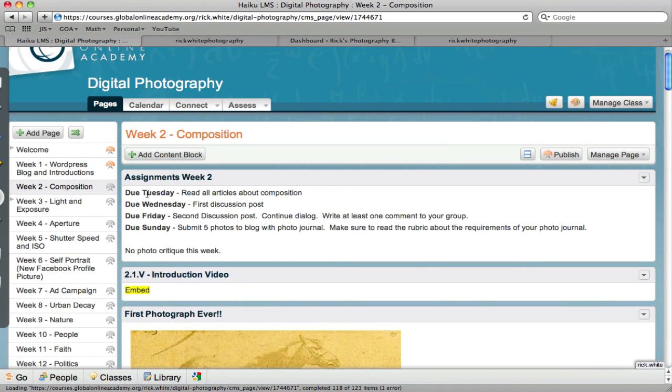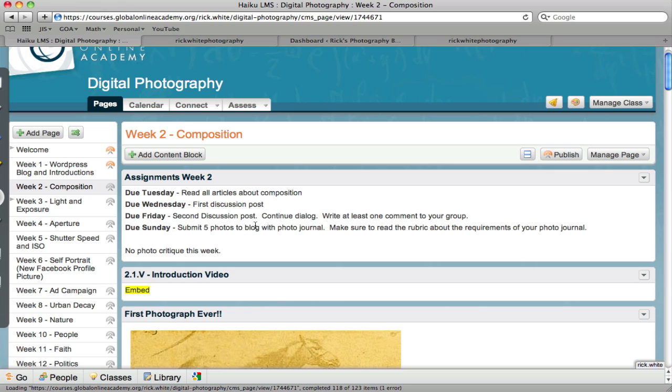This is composition week. So the assignments due for the week are you're going to read all these articles that I have down here. Your first discussion post will be due on Wednesday, and then you should have a follow-up comment or at least continue the discussion, and I'm hoping to maybe close the discussion by Friday. So get a few comments up there and try and have a discussion within your group.